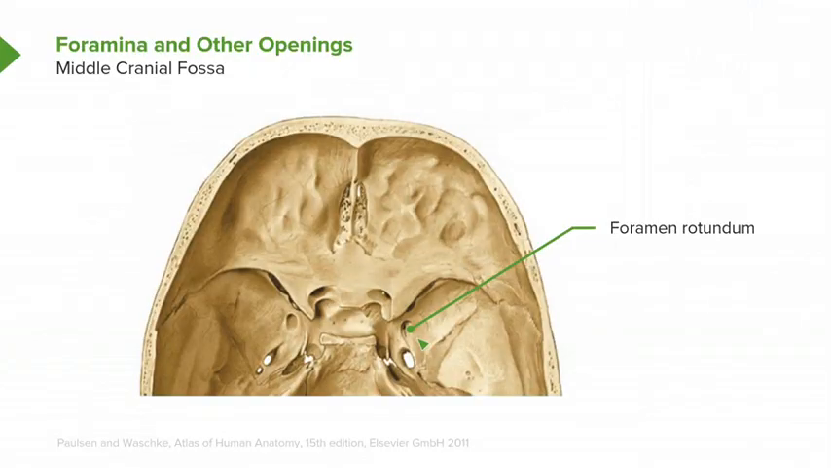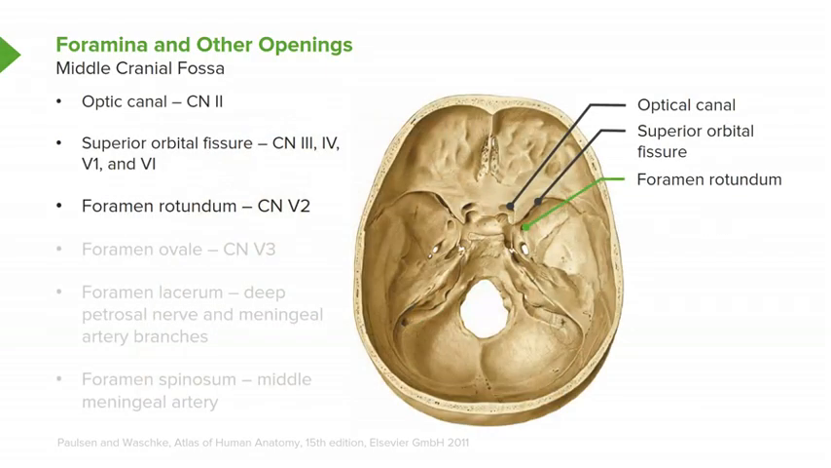The next foramen to note is this opening right in through here. This is referred to as the foramen rotundum. The foramen rotundum will transmit a division of cranial nerve number 5, the trigeminal nerve. This would be V2, also known as the maxillary division of your trigeminal nerve.